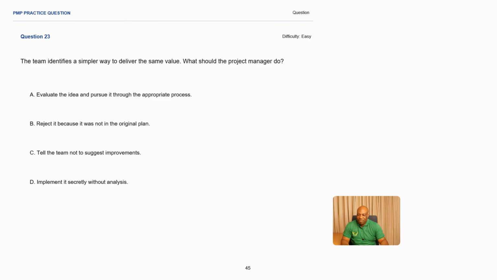Right. Going through practice question number 23. The team identifies a simple way to deliver the same value. What should the project manager do? Okay. And the difficulty here, we are classifying it as easy. So what is our problem statement? The team is identifying a simpler way to deliver the same value. So what should the project manager do?